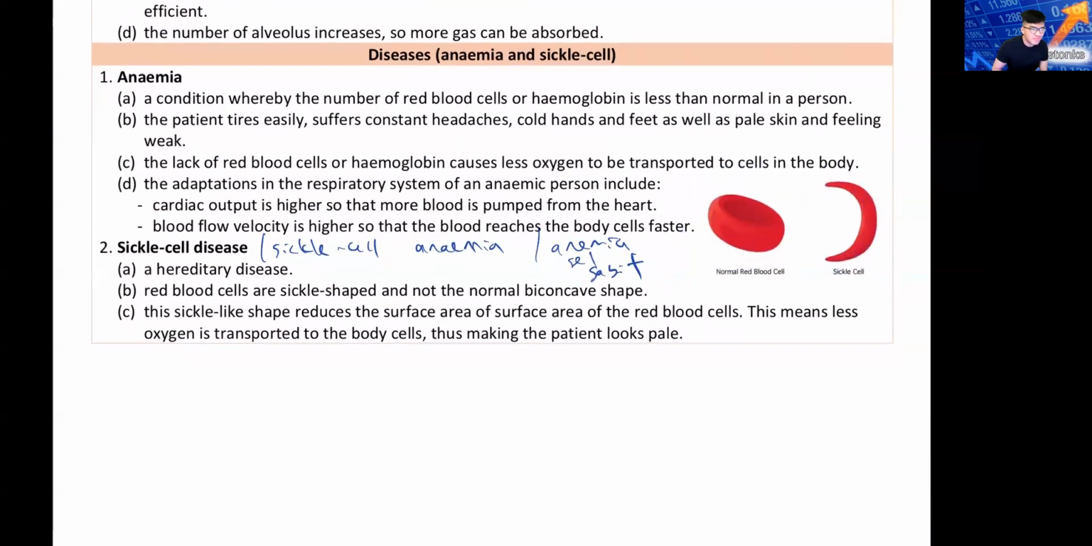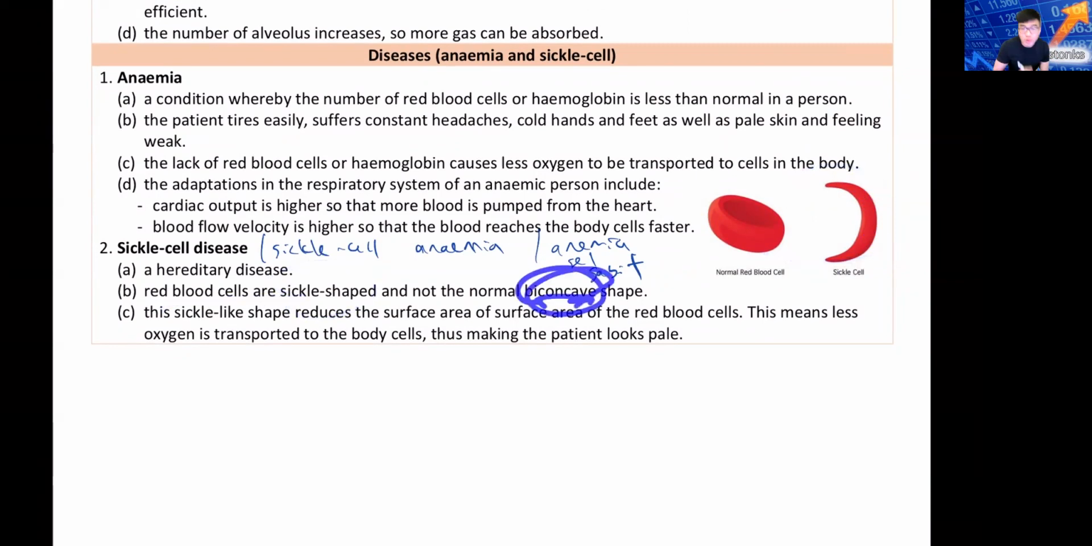Okay, so this is also anemia. Same thing, but this thing is hereditary. Okay, that means berwarisan. If your dad has it or your mom has it, chances are you have it too. All right, so the red blood cells are sickle shape. Okay, berbentuk sabit. Okay, it's not the biconcave shape.